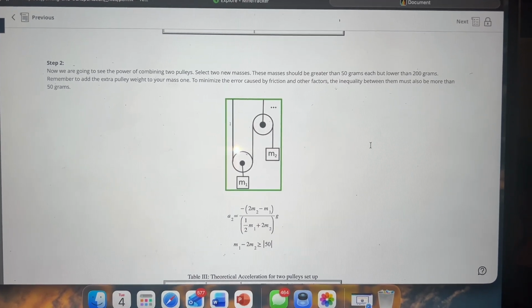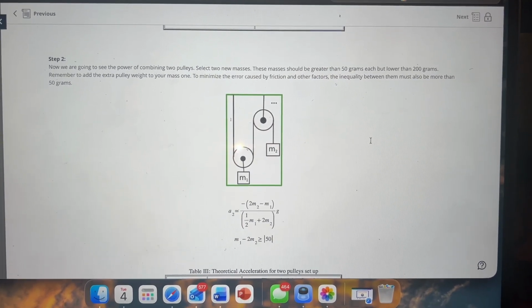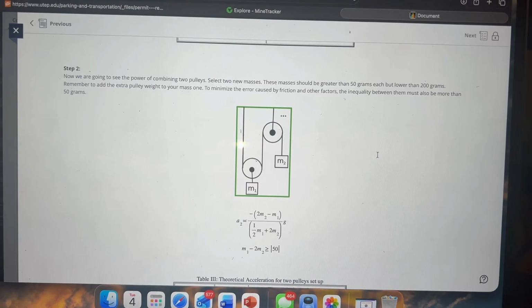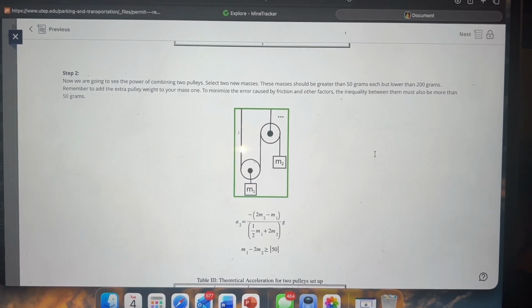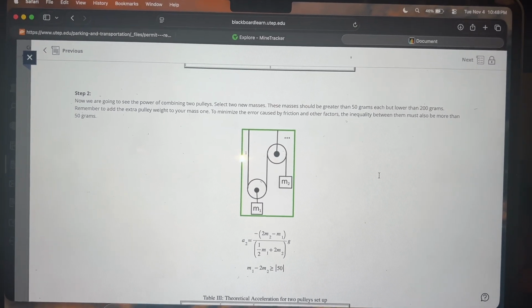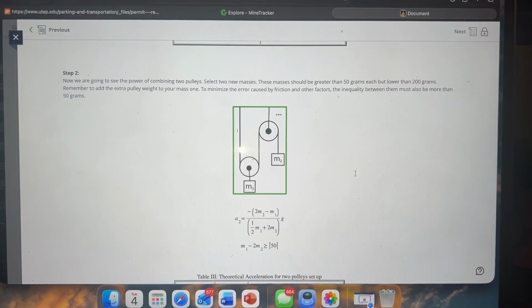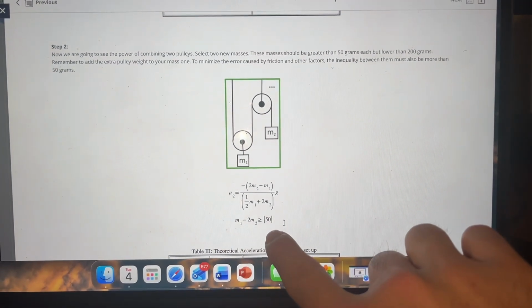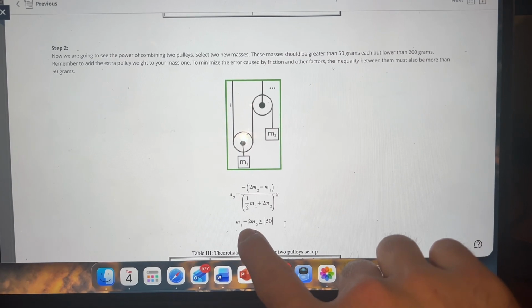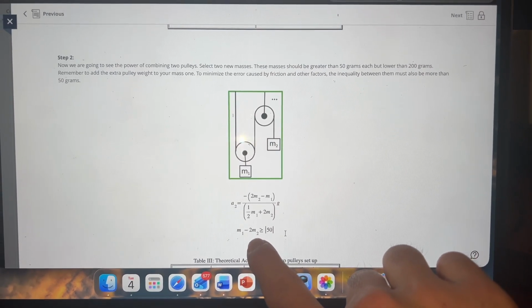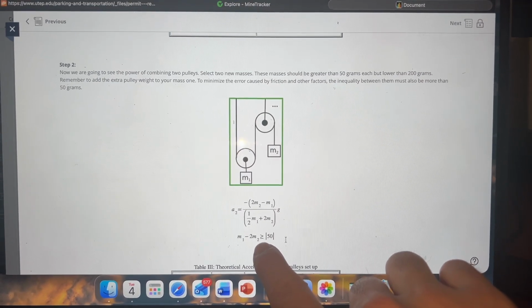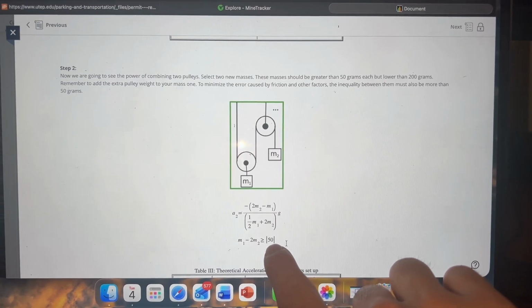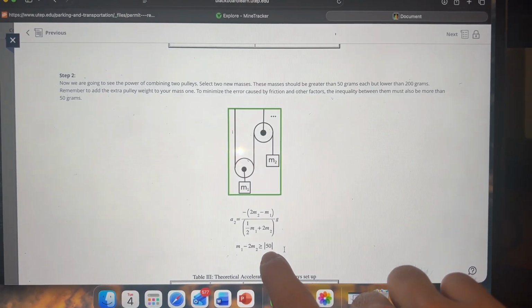So now we select 2 new masses, and they had to follow this rule right here, which is basically m1 minus 2 times m2 had to be more than or equal to 50 for our rule.